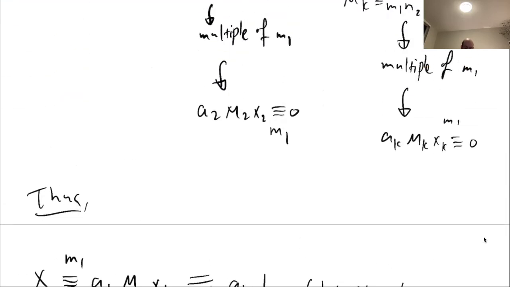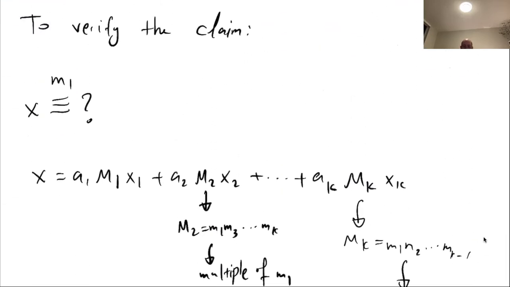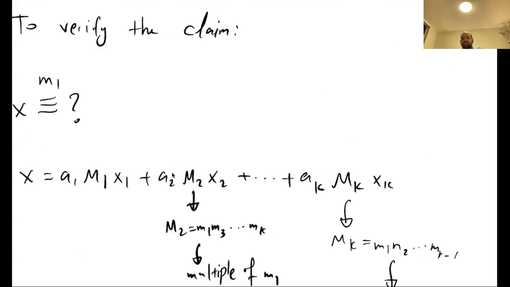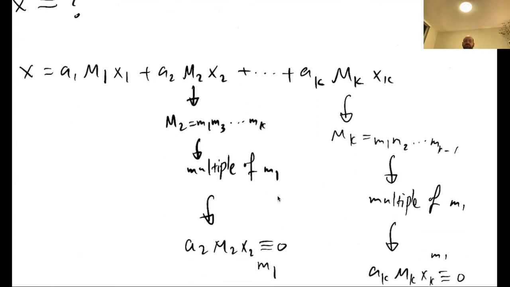The type of reasoning that I gave for M1, very similar reasoning you can use for M2. But for M2, of course, the second term will survive, and the first term, third term, fourth term, all the way to the K-th term will all be 0 because these are multiples of M2. The second term survives, and M2 X2 is again 1 mod M2. Therefore the second term will be A2 times 1, which is A2, and so on.